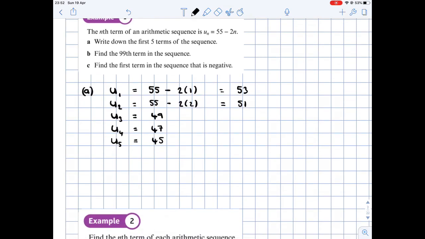Next, we want to find the 99th term in the sequence. To do this, this was n equals 99. So we do 55 minus 2 times 99, which gives us an answer of negative 143. So terms of a sequence can also be negative.